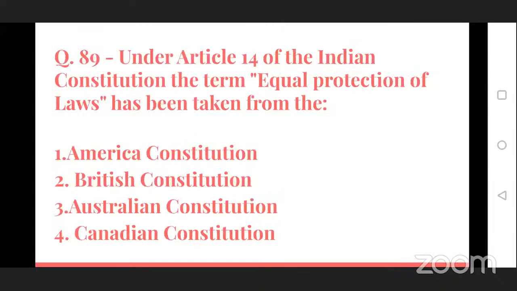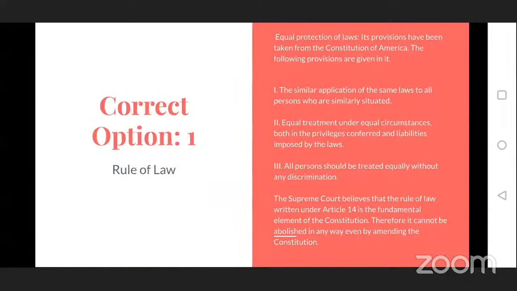Now let us move to the next question, question number 89. Under Article 14 of the Indian Constitution, the term equal protection of law has been taken from the American Constitution, British Constitution, Australian Constitution, or Canadian Constitution. The correct option is option number 1: the idea of Article 14 is taken from the American Constitution. The provision of equal protection of law has been taken from the Constitution of America.